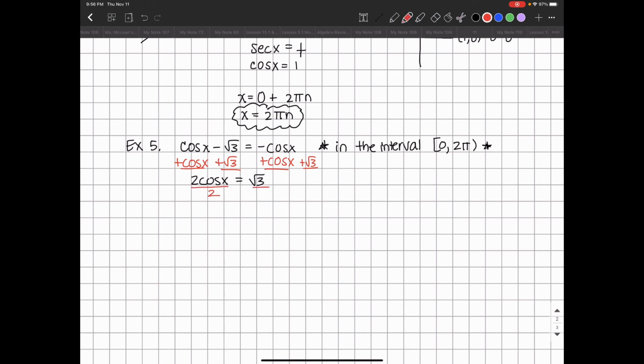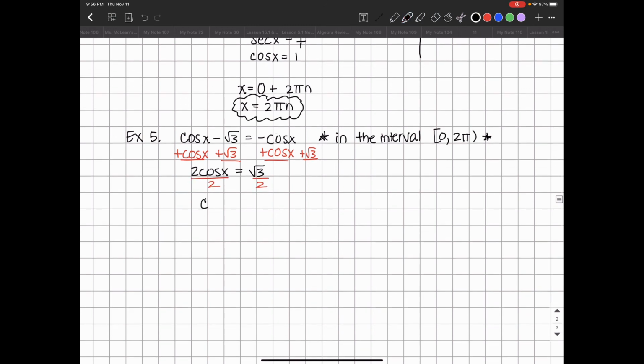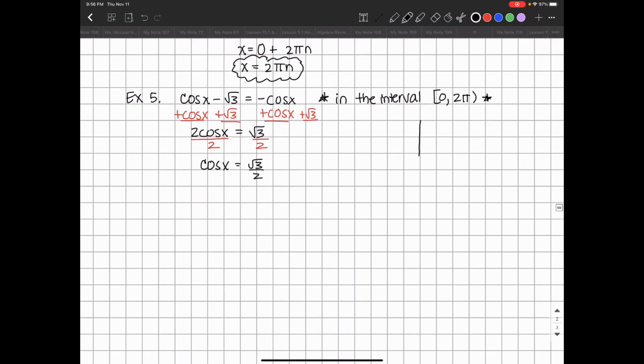Now from here, I'm going to divide both sides by 2. And I'm going to get that cosine of x is equal to square root of 3 over 2. Now, if I'm thinking about my unit circle, I am looking for the point or points where cosine, which I know is x, is positive square root of 3 over 2. So I have the point square root of 3 over 2, comma 1/2. And I also have the point in the fourth quadrant where x is positive square root of 3 over 2 and negative 1/2. So I have these 2 points.